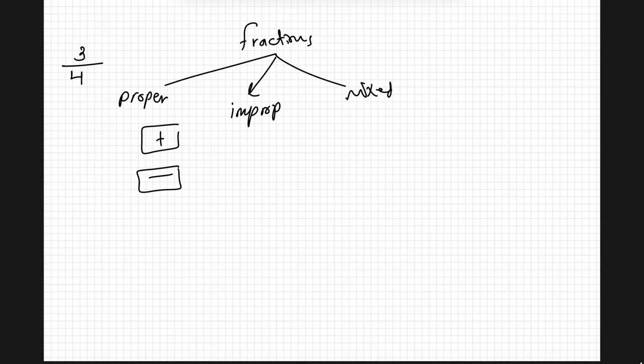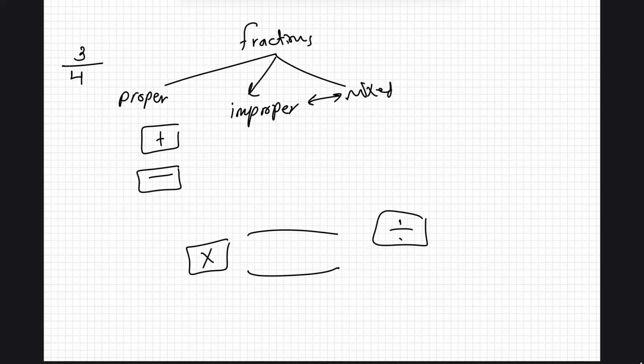Improper fractions can be changed to mixed numbers, and mixed numbers can be changed to improper fractions. In multiplication, we just simply multiply the top by the top and the bottom by the bottom. The same in division, but we cannot divide without changing it into multiplication. And when you do that, you have to have something called the reciprocal of the second fraction, which we're gonna see now.